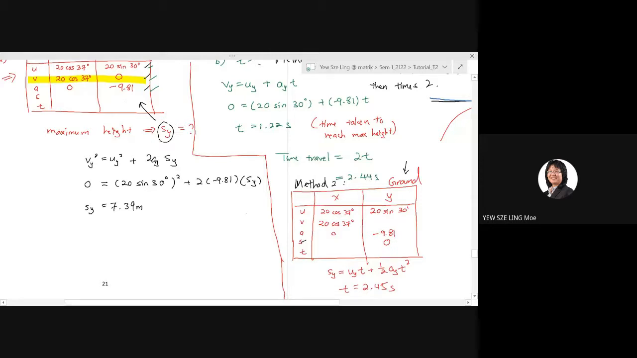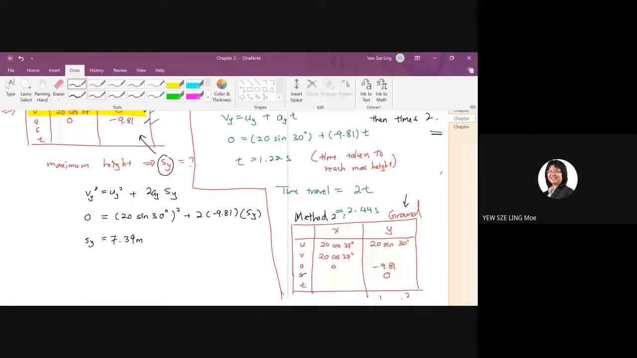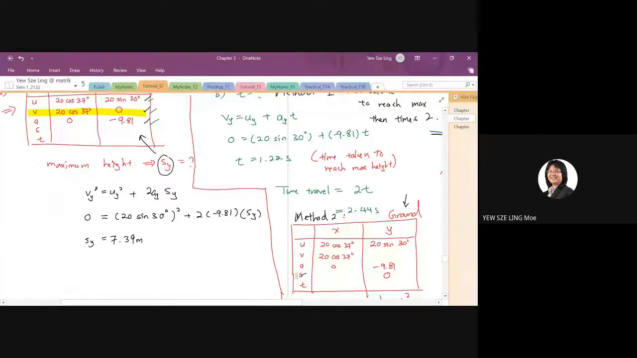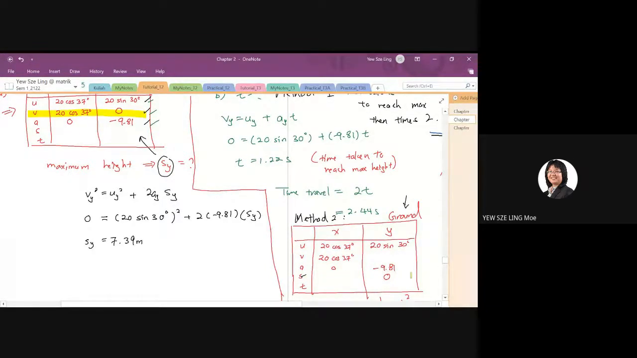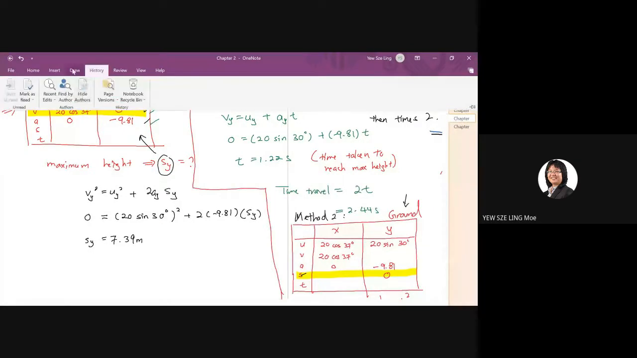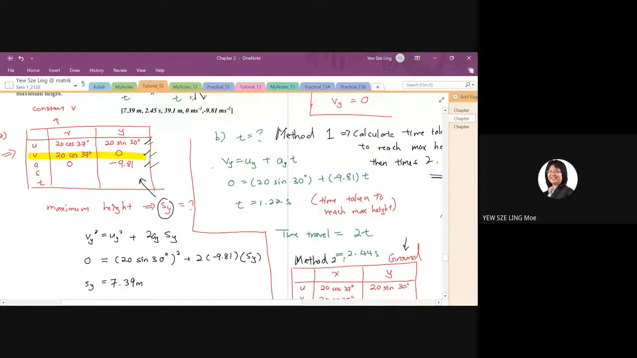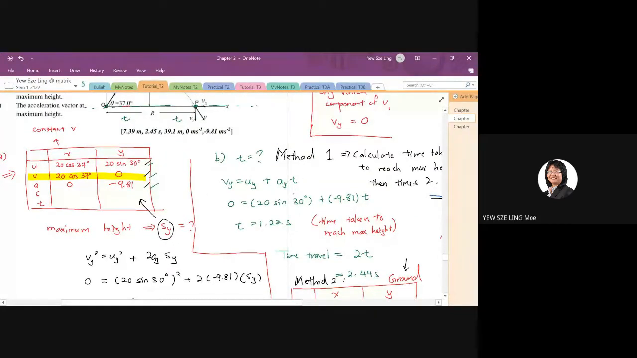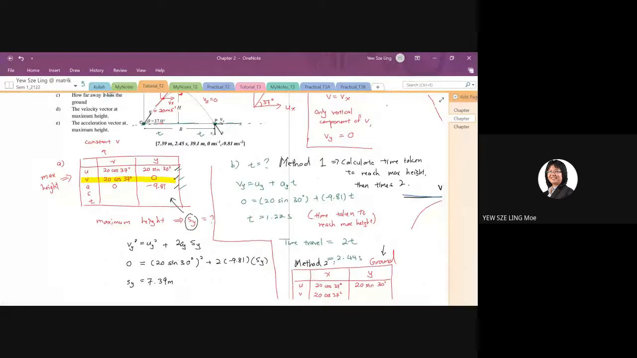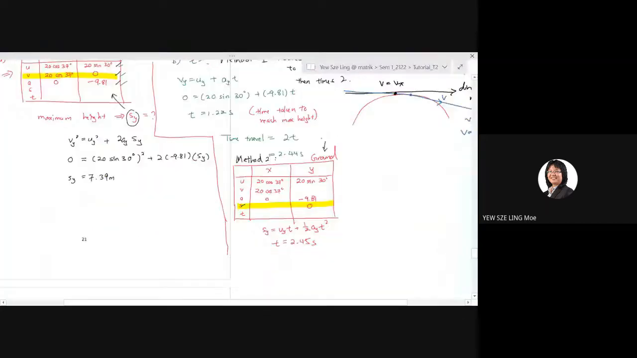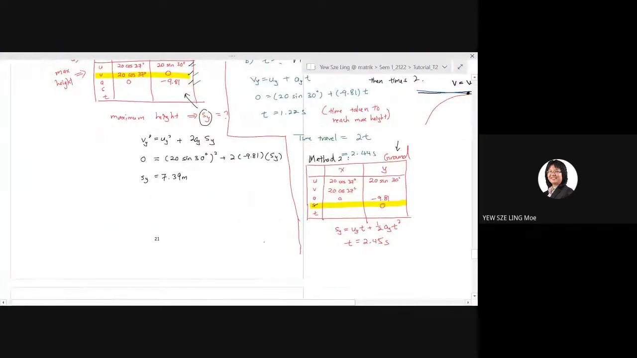That's why I say you might need 2 different tables, because one of them is for maximum height and another one is for ground. If you take it to reach the ground, then your S is 0 for the Y component. So that is the main difference between these 2 tables. I let you copy it first before I proceed to questions C, D, and E.